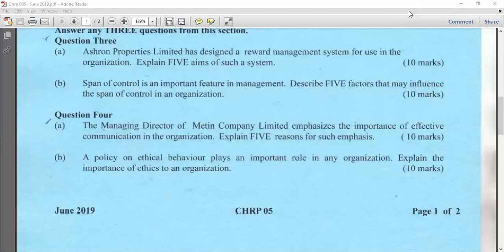A policy on ethical behavior plays an important role in any organization. Explain the importance of ethics to an organization.